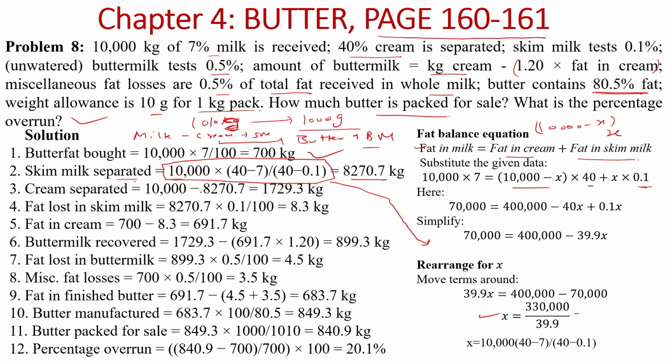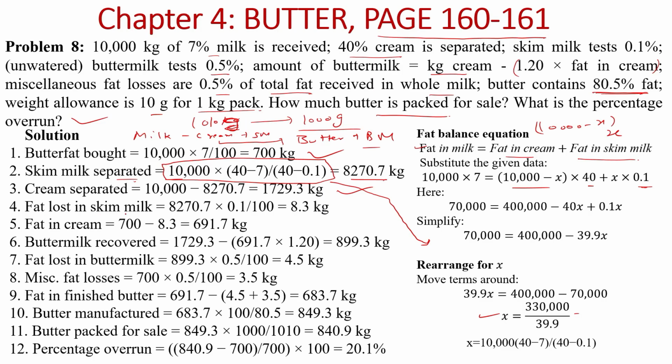8,270.7 kg, and from this, for the cream separated, we have taken 10,000 minus x, so this is 10,000 minus 8,270.7, that is equal to 1729.3 kg. This much is the cream separated. Okay, now we have to calculate fat lost in the skim milk.